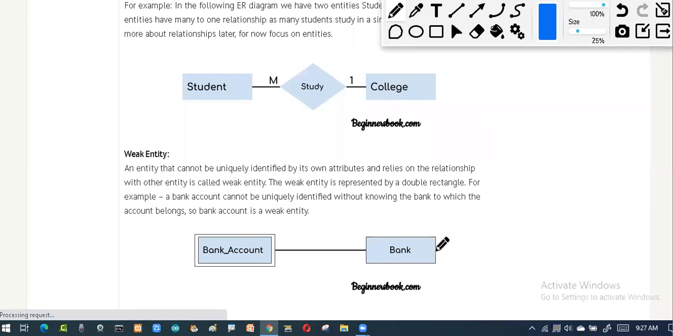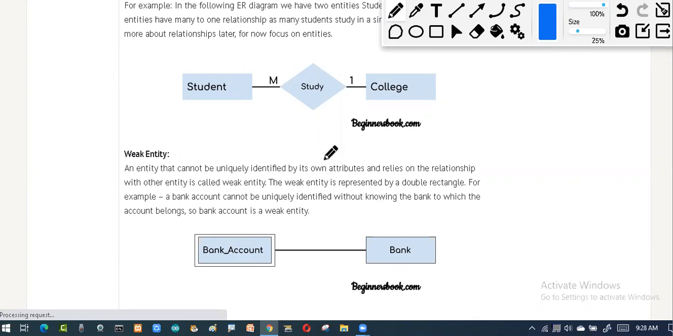Bank account and bank. Account is an entity, bank is also an entity. You may open an account in any bank, but the bank account is an entity which depends on the bank. So the account entity is a weak entity. That means it cannot be uniquely identified on its own. It relies on the other entity. So when an entity relies on or depends on another, we call that a weak entity. And how will I represent that? With a double rectangle. So you have to remember this. Wherever you find a diagram with a double rectangle, it should be understood that it depends on some other entity, so it is called a weak entity.